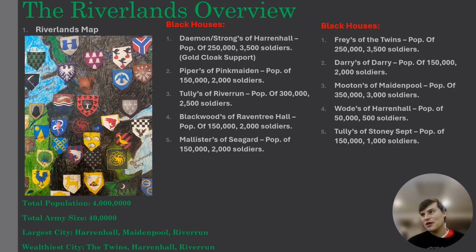We have Daemon at Harrenhal. So I put Daemon, the Strongs of Harrenhal, because it's kind of confusing. I didn't want to just do the Strongs because Daemon kind of just dominates that area. So again, Harrenhal is a pretty large population. It's in the center of the continent, 250,000 with 3,500 soldiers with some gold cloak support. So there's probably a few more soldiers.